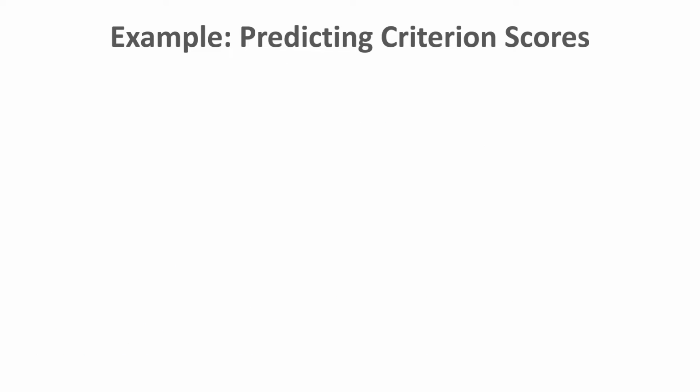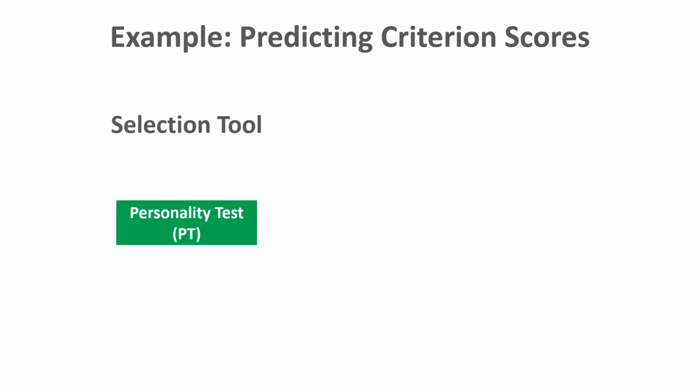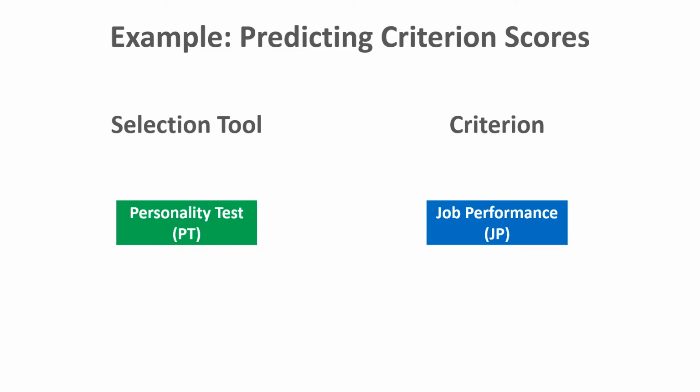So let's work through an example here to illustrate some of these concepts and how we can use a simple linear regression model to predict criterion scores. So let's imagine that we have a selection tool, and our selection tool is a personality test, which I'll abbreviate as PT here. Now let's imagine our criterion of interest is a job performance measure, which I will abbreviate as JP.